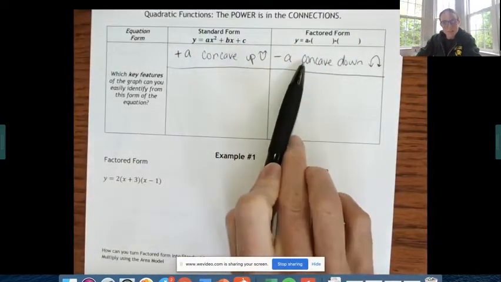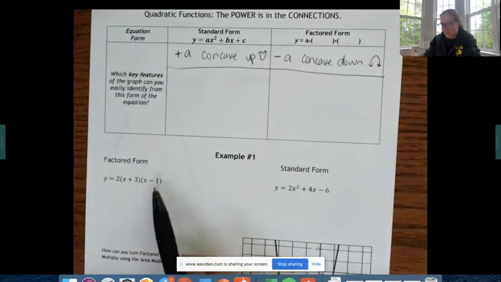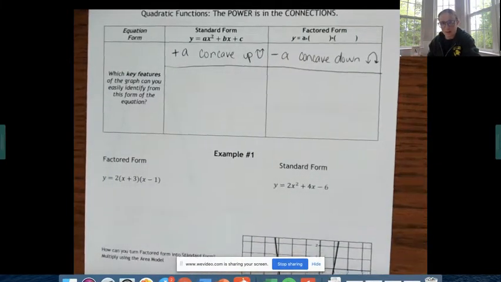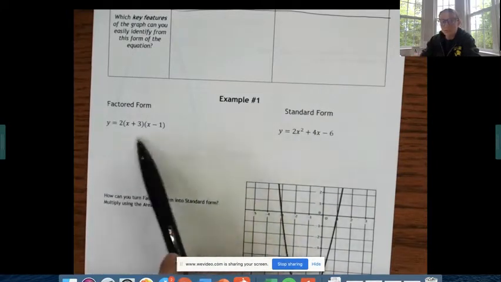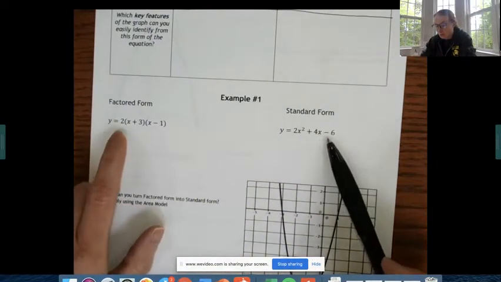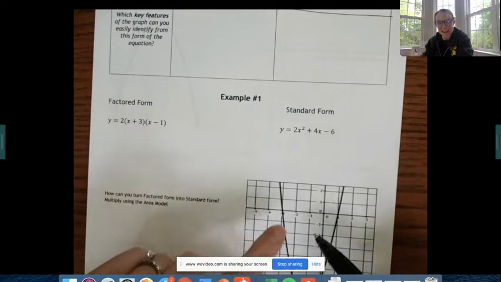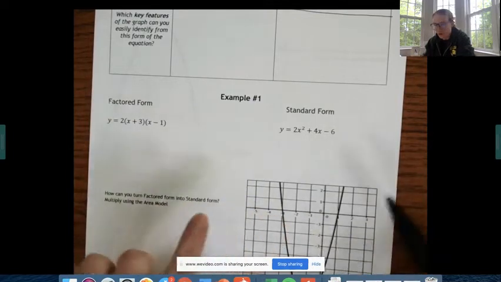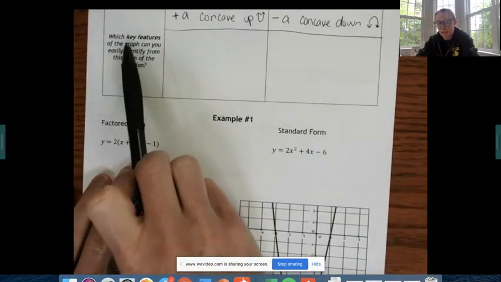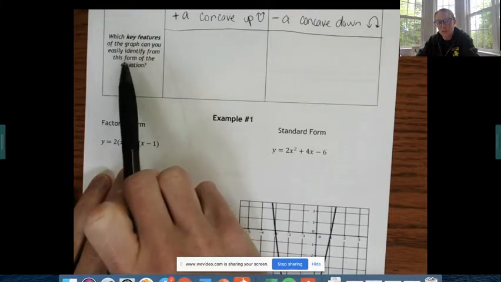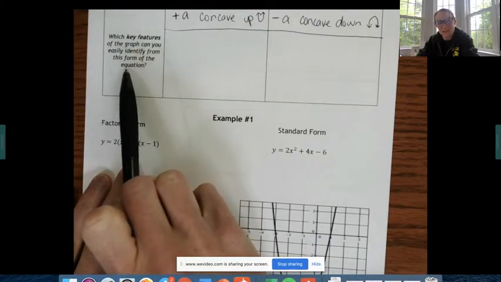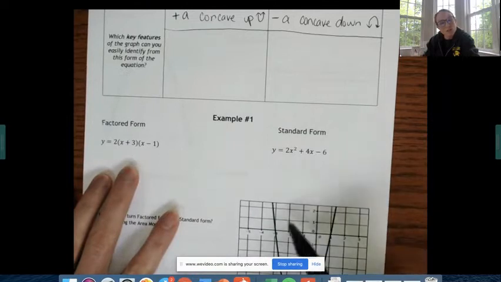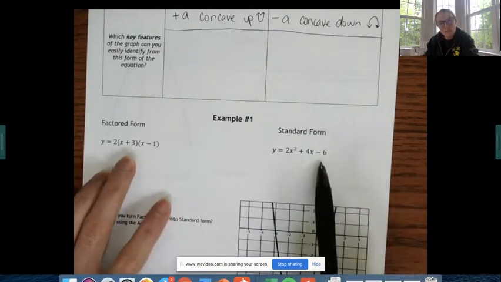All right, so let's keep moving. Let's look at this example right here and this example right here. These are equivalent equations. They both represent this graph. They are exactly the same. All right, and our question that we're going to be answering is which key features of the graph can you easily identify from each equation? So let's look at our key features on this graph and these two equations.